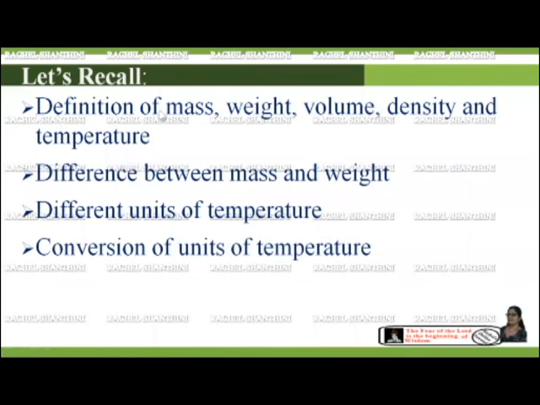Students, now let's recall what we have discussed in this session. We have discussed the definition of mass, weight, volume, density, and temperature. And we have discussed the difference between mass and weight, and different units of temperature and the conversion of units of temperature in this session.